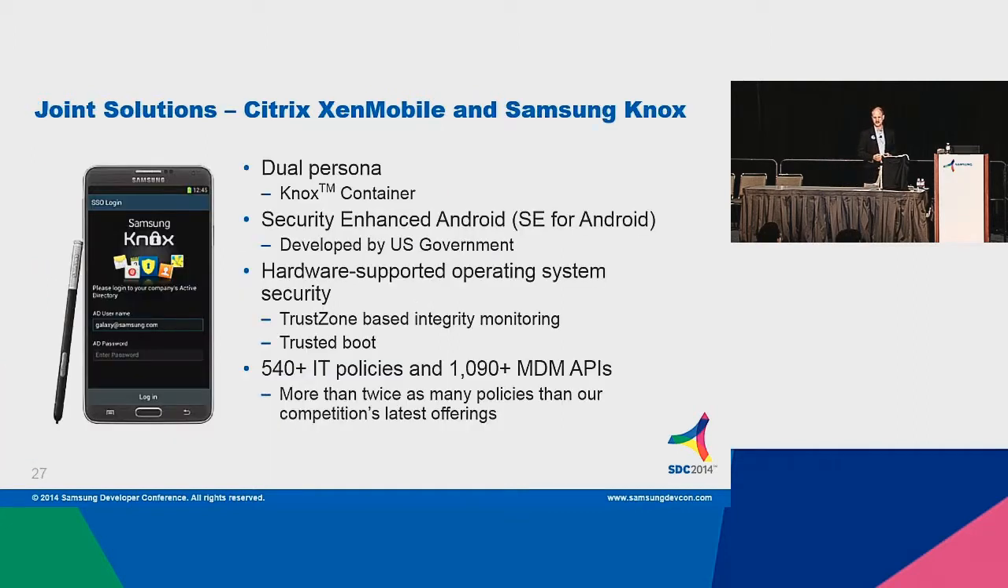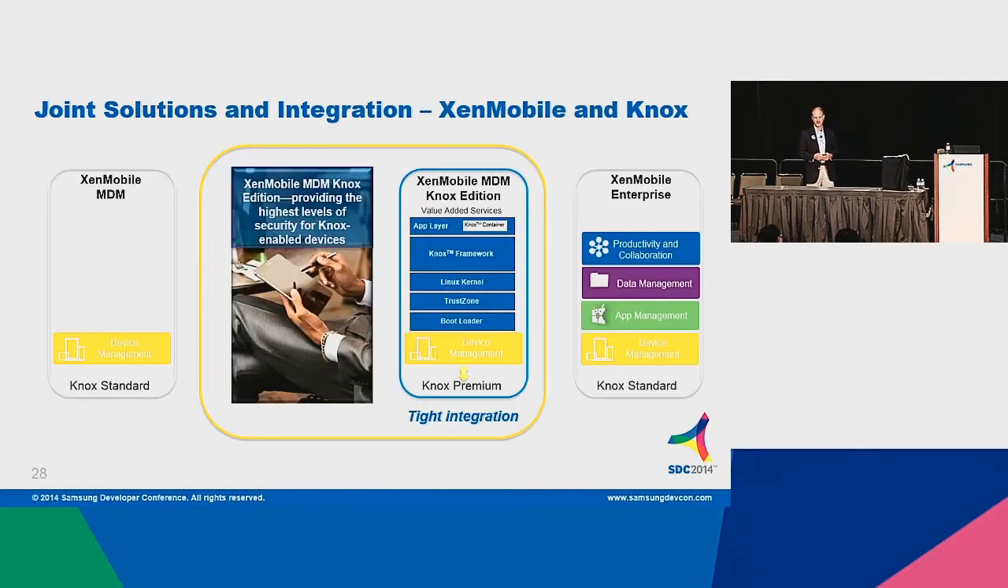So if we look further at KNOX, you're probably familiar with that in terms of a dual persona container for a lockdown kind of environment. And so we've built a solution around that which a lot of customers are interested in, and it provides not only the secure email scenario, but a lot more than that in terms of leveraging the APIs and the security policies that are possible.